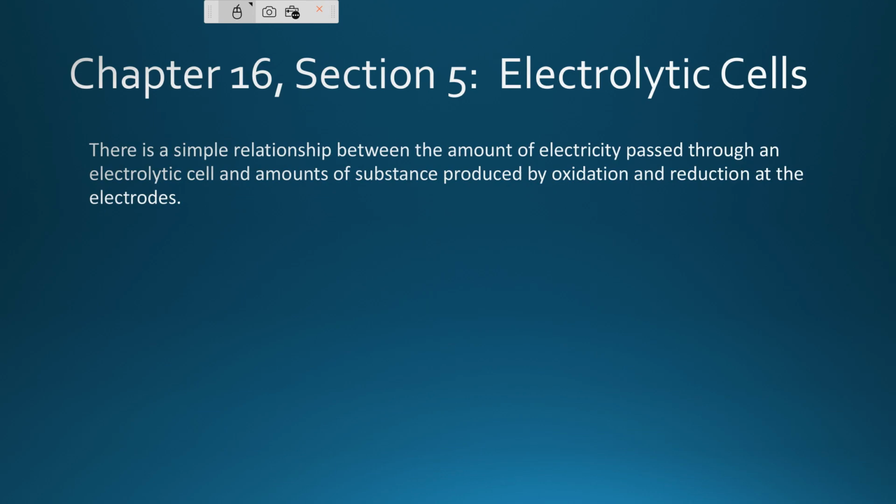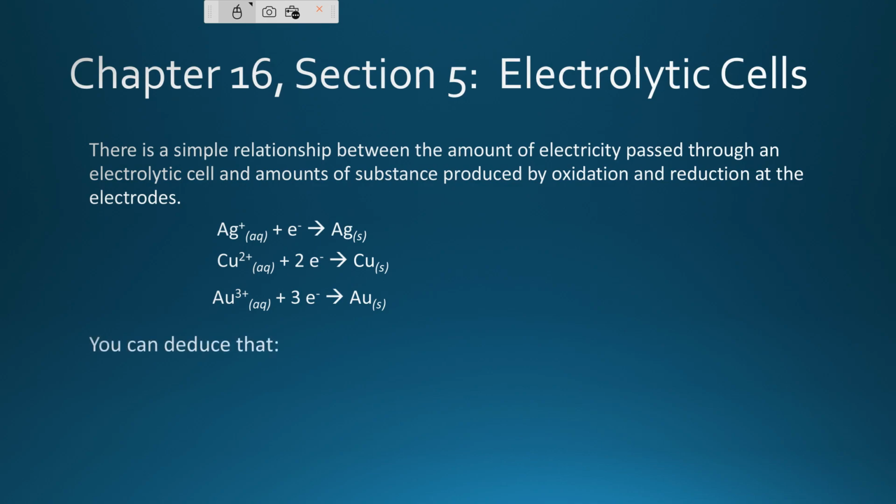There is a simple relationship between the amount of electricity passed through an electrolytic cell and the amount of a substance. What does that make you think of at this point? An amount of a substance should make you think of the mole in chemistry. So going back to how the mole relates to all of this, and the amount of a substance produced by the oxidation and reduction at the electrodes. If we take a look at these types of things going on, silver will require 1 electron, copper will require 2 electrons, and gold will require 3 electrons to form those products. Okay, so we're going to pump in those electrons along the way.